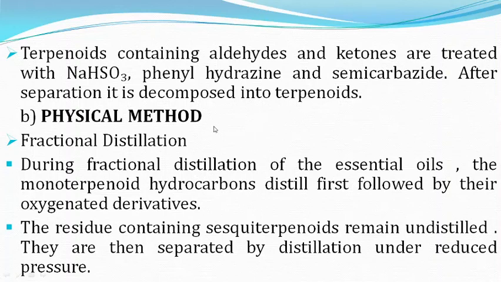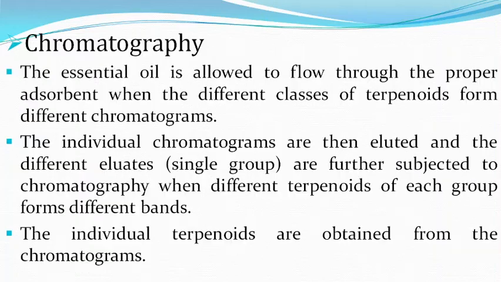The next methods are the physical methods. We will deal with two methods: fractional distillation and chromatography. First, the fractional distillation. During fractional distillation of the essential oils, the monoterpenoid hydrocarbons distill first, followed by their oxygenated derivatives. The residue containing sesquiterpenoids remains undistilled. They are then separated by distillation under reduced pressure.